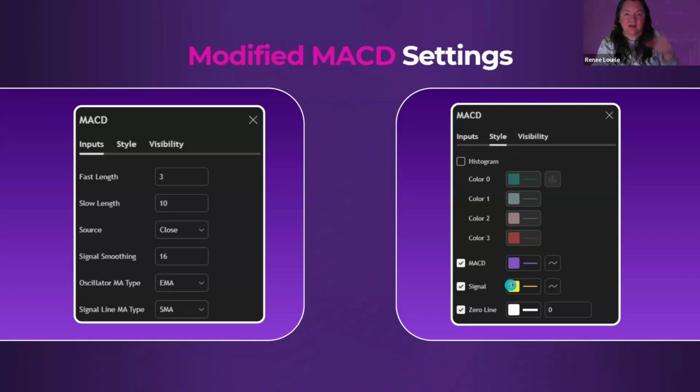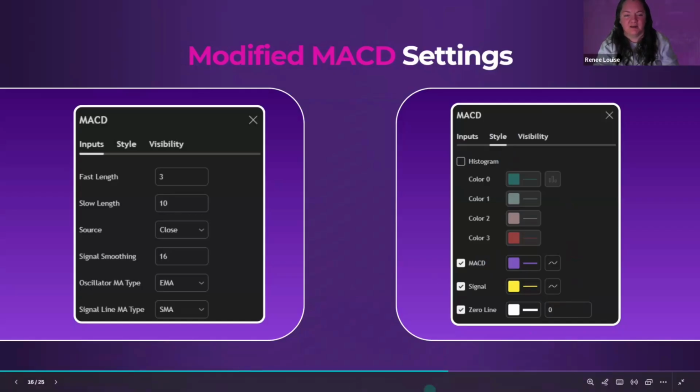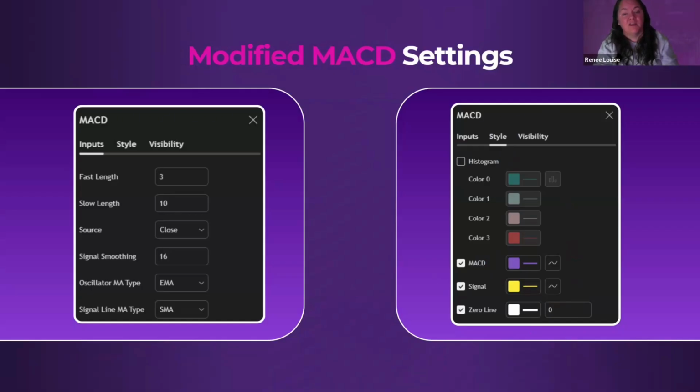And then I just use these colors. You don't have to use these colors. They're just the ones that I use because I like purple. And then these are your different inputs over here. So there's the three. When you go to settings, you'll go to inputs here, and then the style is the colors on this side.